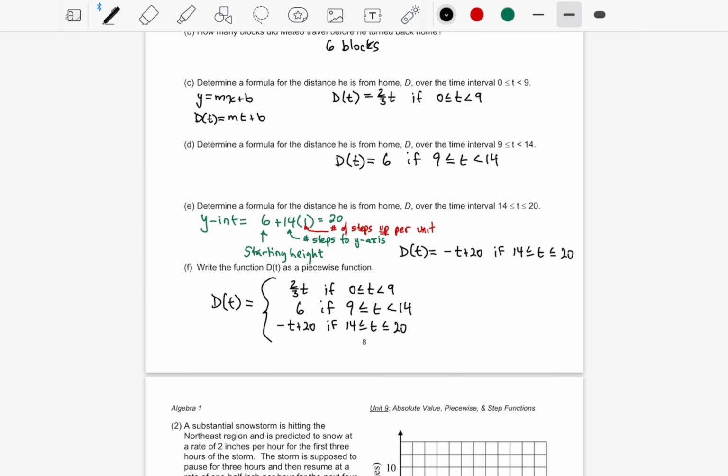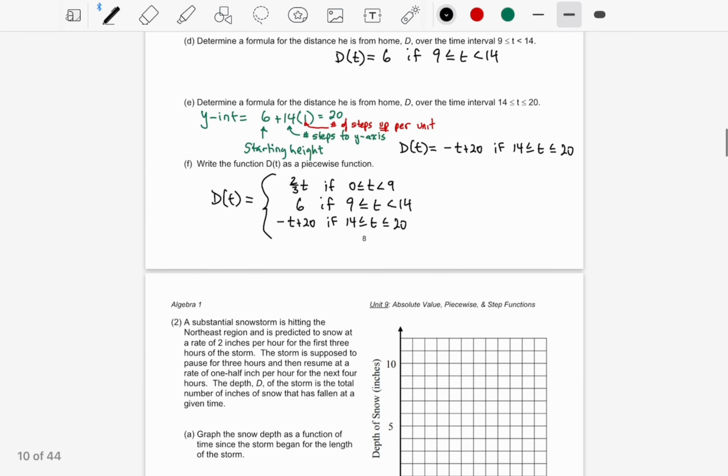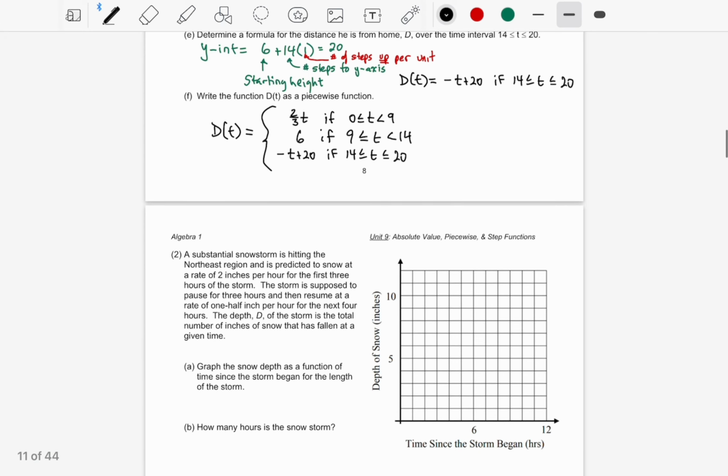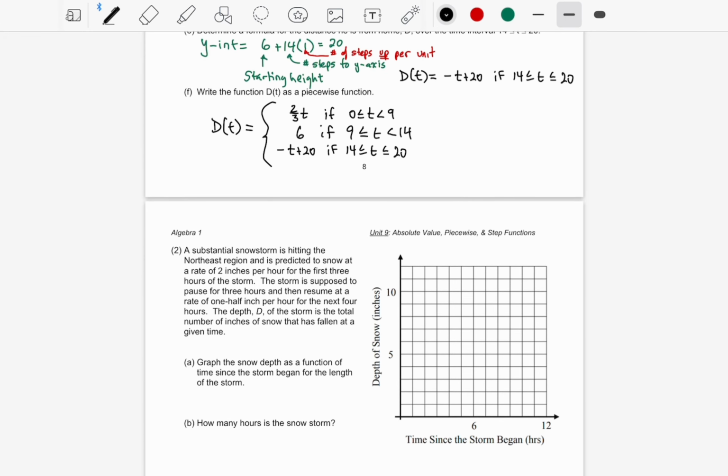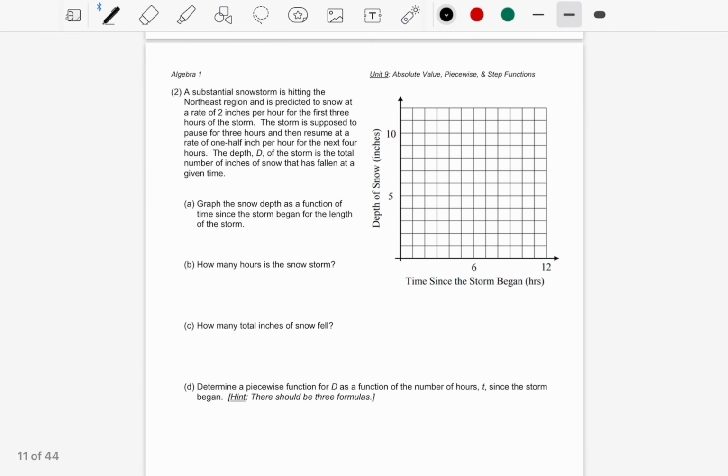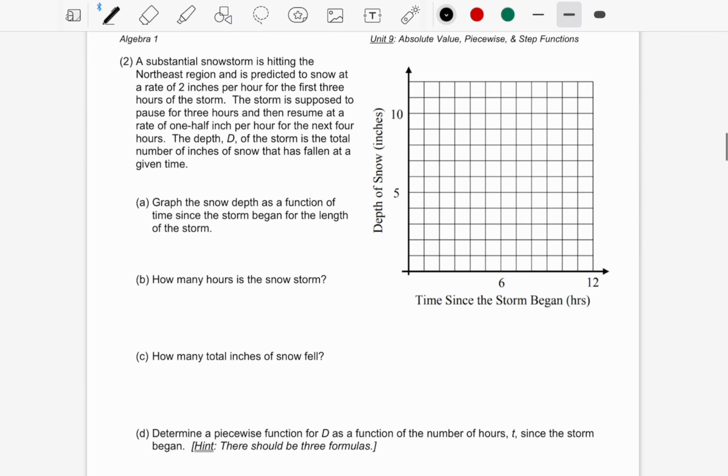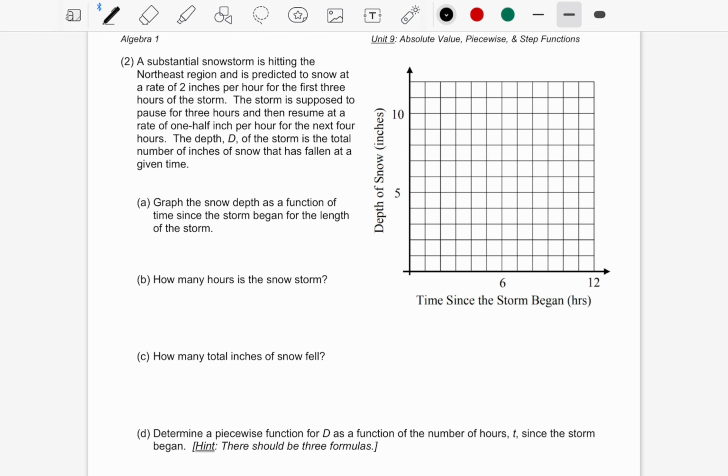And you see, if you look at the next one, I'm not gonna go through the whole process with you. You know what? Maybe I will, because it's a weird topic. Yeah, I'll do it with you. Substantial snowstorm is hitting the northeast region and predicted to snow at a rate of 2 inches per hour. Actually, now that I think about it, this is a slightly different variation on the problem, so it's probably worth it to do it. A rate of 2 inches per hour for the first 3 hours of the storm.